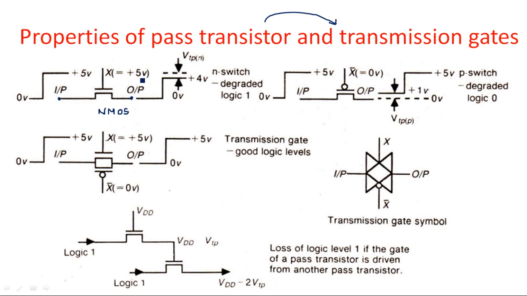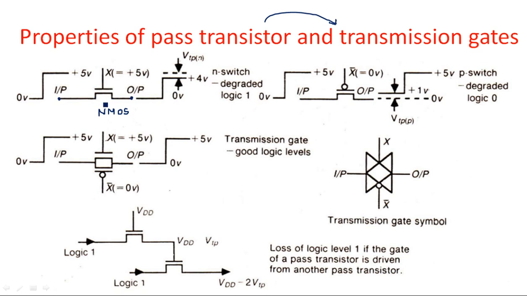X is equal to plus 5 volts. That means the NMOS transistor is said to be in on state. Now take a logic from 0 to 5 volts at the input. As this transistor is in on state, the same will be at the output. Ideally, we are expecting that there will be a change of 0 to 5 volts in the output.